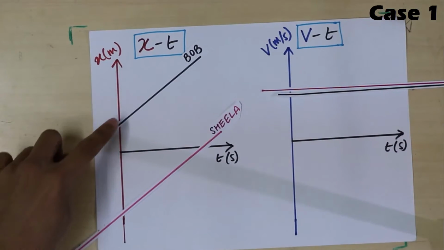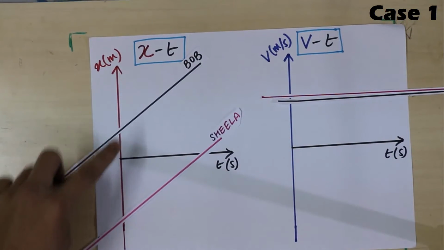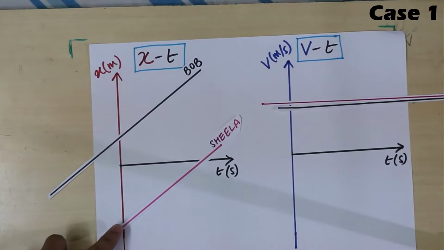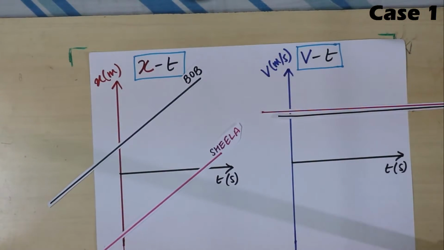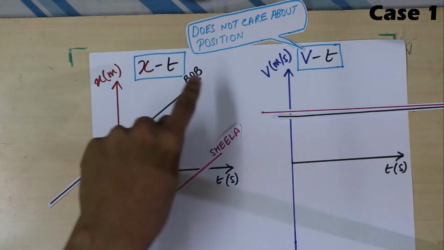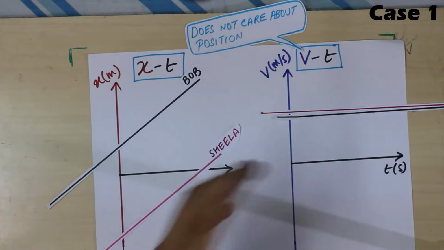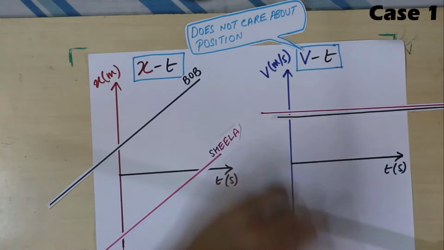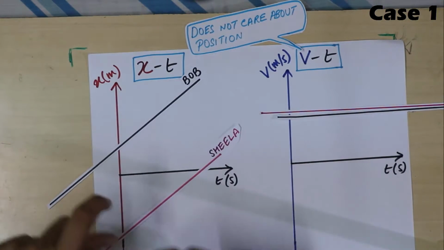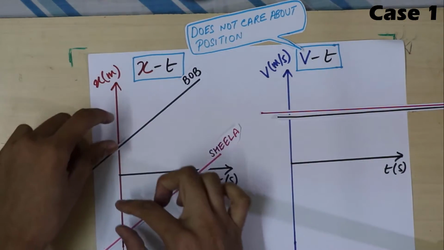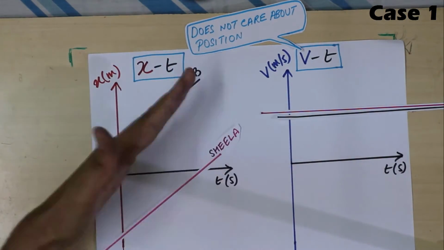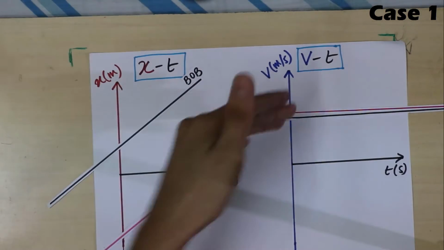You may be wondering, but Bob is positioned here and Sheila is positioned there. How is it that they got the same VT graph? Well, hello, remember this? Velocity does not care about position. Velocity only cares about changes in position. So the change in position per time turns out to be exactly the same because the slope is the same, and therefore the velocity turns out to be the same.